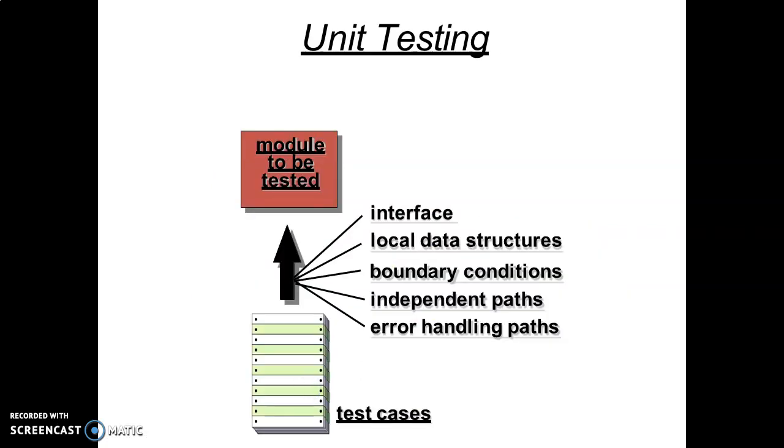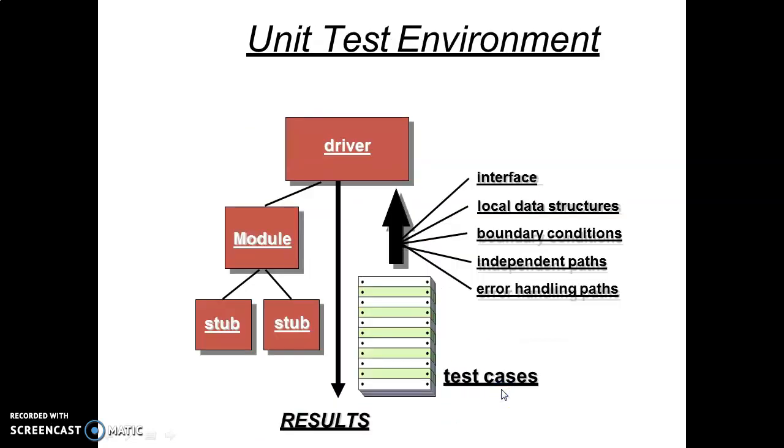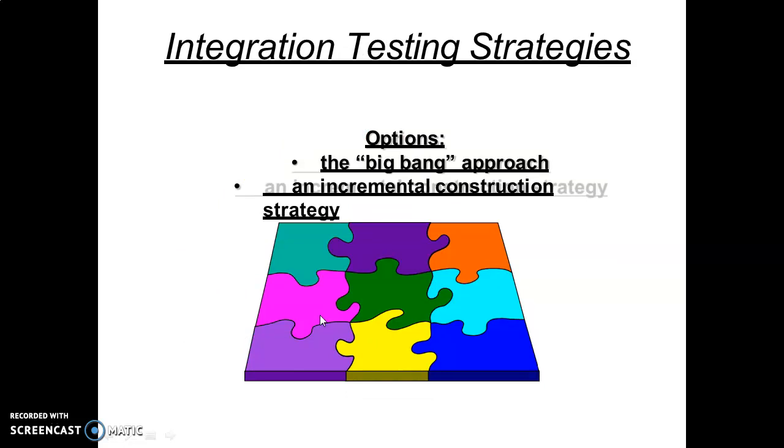So in unit testing, what type of test cases could be there? The test cases like interface test cases, local data structure test cases, boundary condition, independent path and error handling. These could be the different test cases to test the module. So in the unit test environment, if I want to test any module, I need a driver or stub. And that we can understand by first understanding the integration testing strategy.